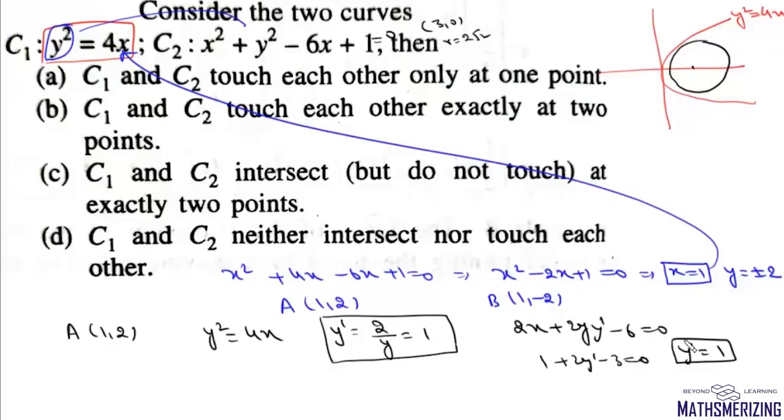So that means these two curves touch each other at this point A. Now in the same way, at point B, we can show that y' is minus 1 for the parabola, and in the same way it'll be minus 1 for this circle. So these two curves touch each other at exactly 2 points, and that's your option B.